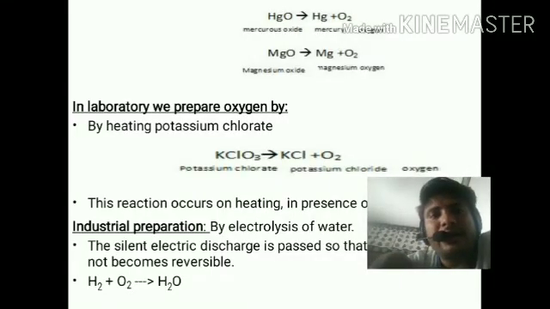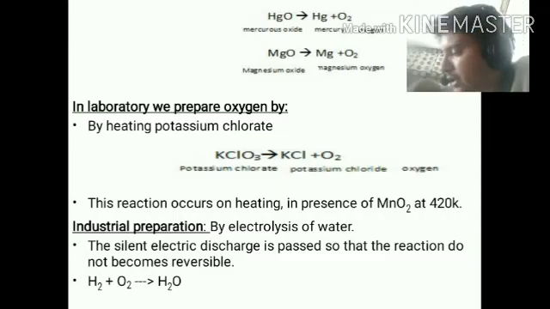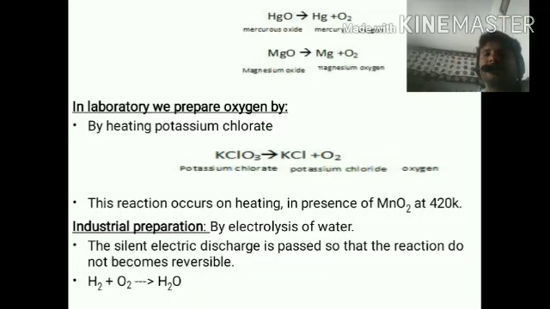But in the laboratory we can prepare oxygen by heating potassium chlorate, KClO3. When we heat KClO3, it gives KCl, potassium chloride, and oxygen. This reaction occurs on heating in the presence of MnO2 at 420 Kelvin temperature. But how can we prepare industrial oxygen that is used in hospitals? A silent electric discharge is passed so that the reaction does not become reversible. That is the industrial preparation of oxygen.